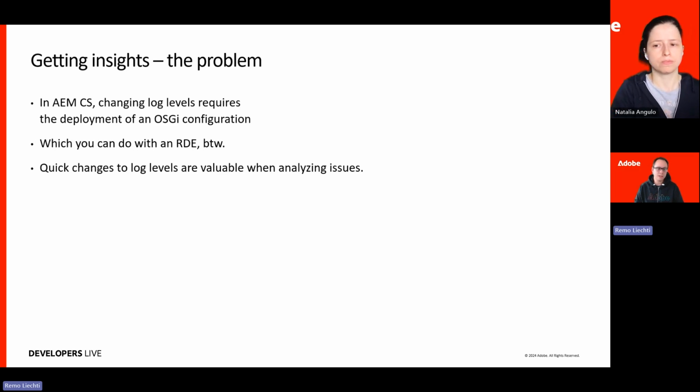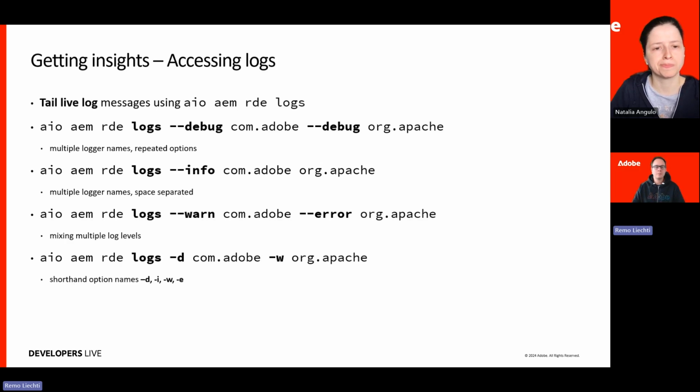There's 2 ways of doing that. You could either put the OSGI configuration within the RDE with an install, which will take some time, or even faster, you can tail live logs with a special RDE command, which I will show you on the next slide. Basically, you can access live logs of the author or publish pods by using the aio aem rde logs command.